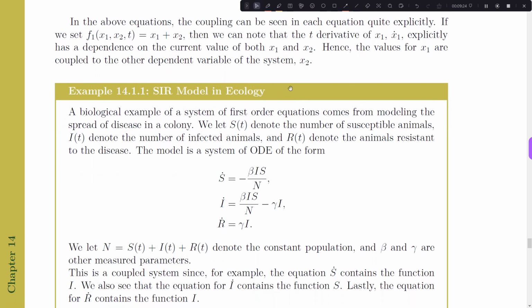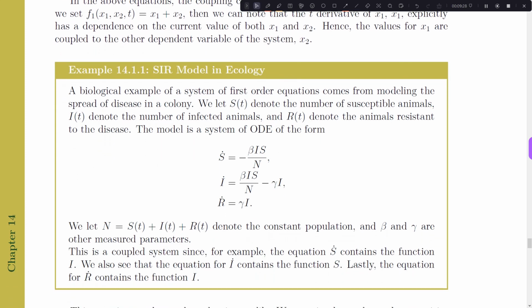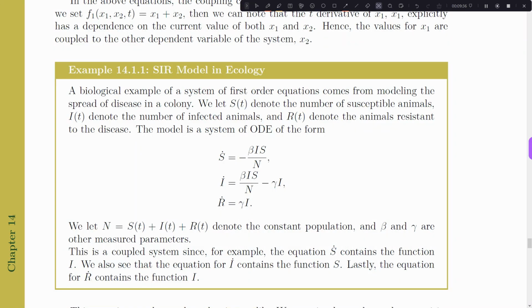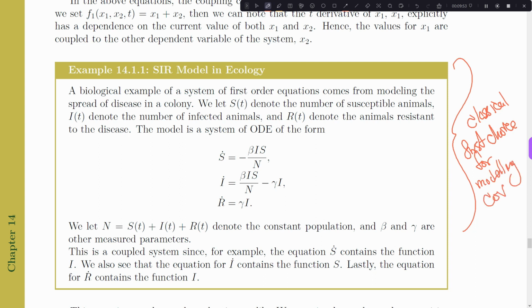This is called the SIR model in ecology, and the letters correspond to susceptible, resistant, and infected. So this is actually incredibly important. This was kind of the classical first choice for modeling COVID back at the beginning of the COVID pandemic. All of the epidemiologists were using this model, at least in the early stages, because we just didn't know how it was going to behave. And this is, in some cases, the simplest system which can model the interactions of a virus or anything else that's infectious through a population.